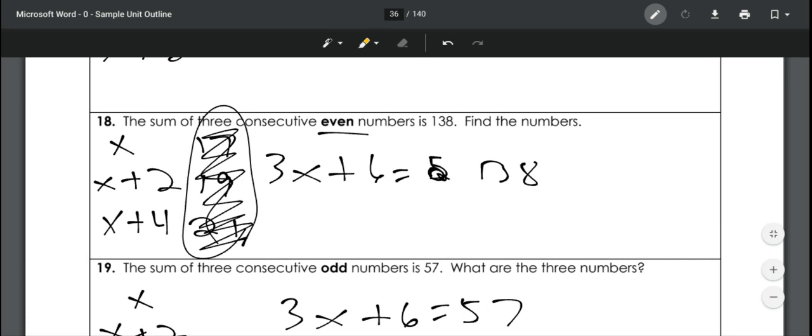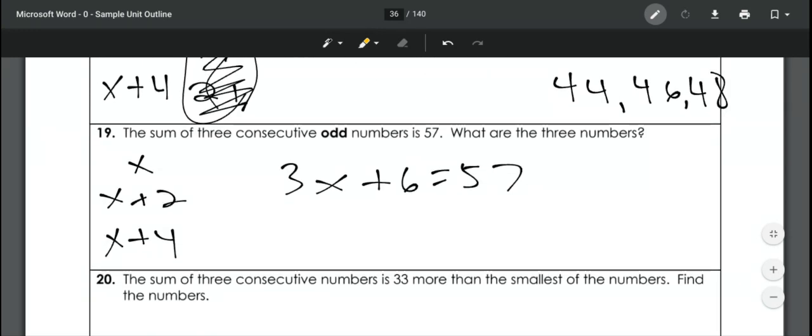So 18 should have been 44, 46, and 48. And then this one is the one that's 17, 19, and 21.